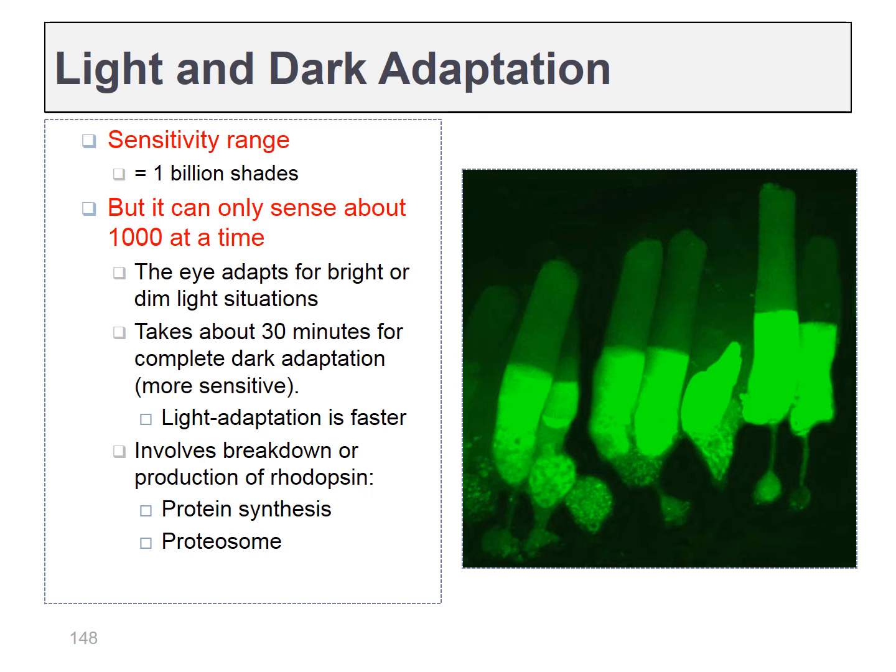The rods and cones don't have to make the same amount of rhodopsin all the time. They can upregulate its expression and downregulate its expression, and they do this in order to adapt to high light or low light situations. We can sense 1 billion different shades of light, but only about 1,000 different ones at any given time. And we just shift that range of sensitivity to darker or brighter shades.